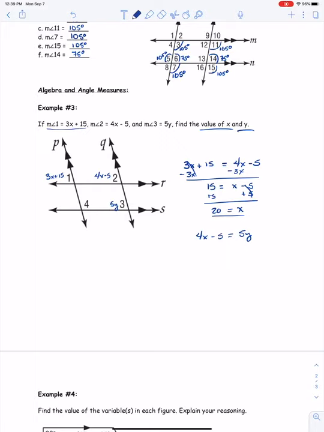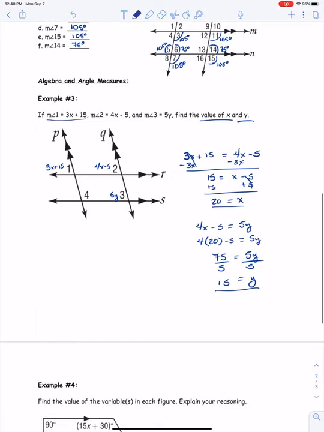So let's go ahead and substitute x into this equation and then solve it. So 4 times 20 minus 5 equals 5y. 4 times 20 is 80. 80 minus 5 gives you 75, and that equals 5y. Let's isolate y. So y equals 15. So we now know that x is equal to 20 and y is equal to 15.